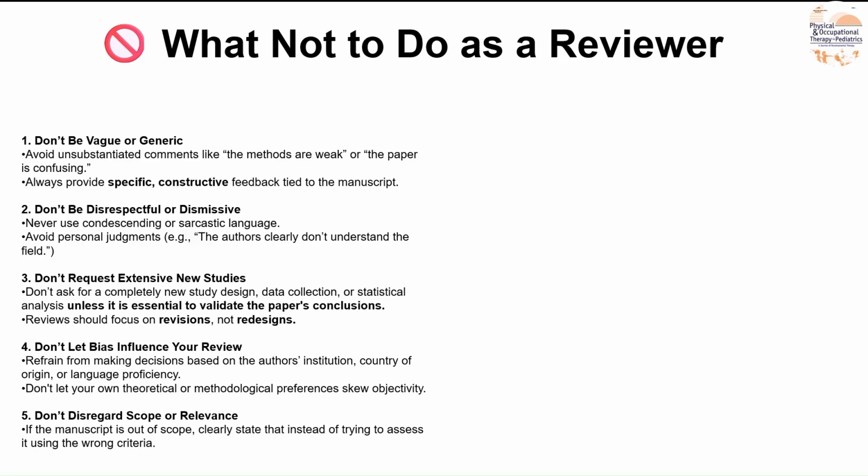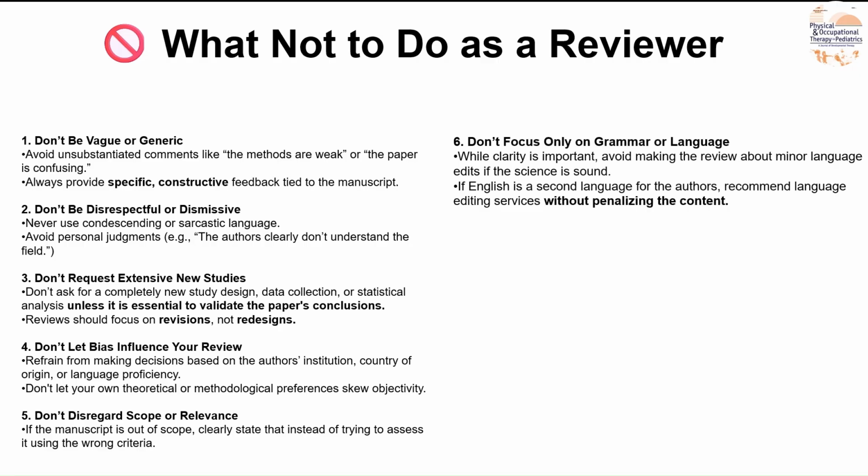Number 5, don't disregard scope or relevance. If the manuscript is out of scope for the journal, clearly state that instead of trying to assess it using the wrong criteria. Often, this particular point will be assessed by the editor even before you are receiving the manuscript. So, oftentimes, this will not be of relevance to you as a reviewer.